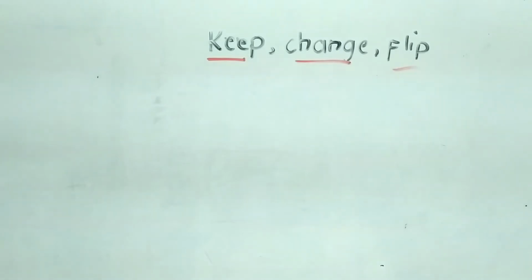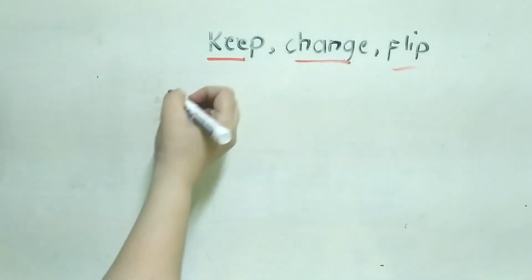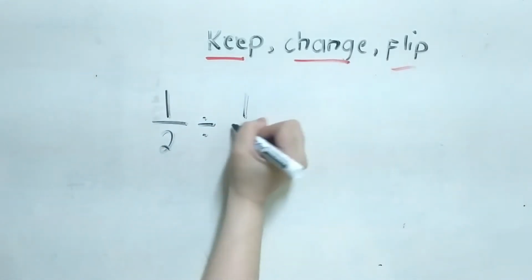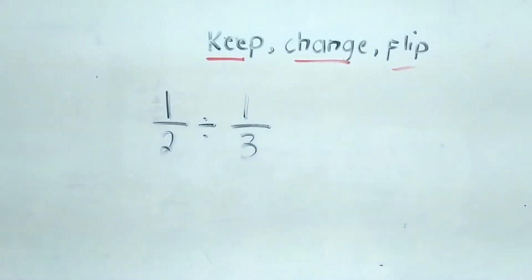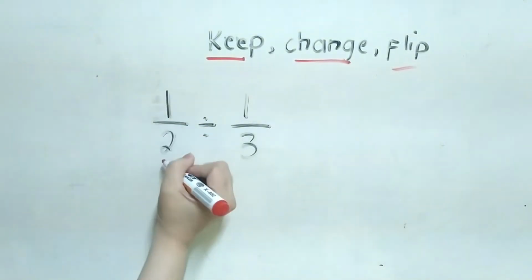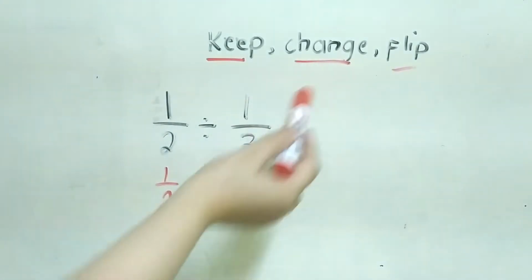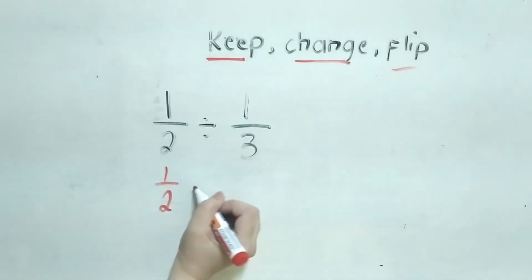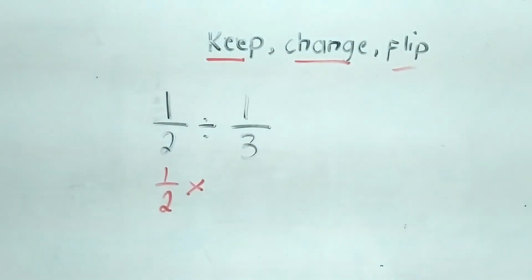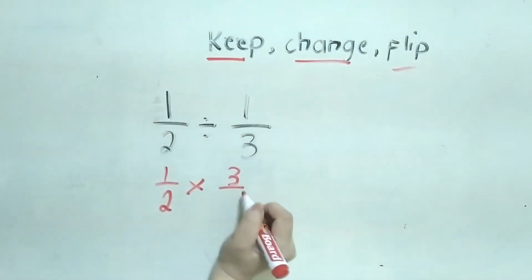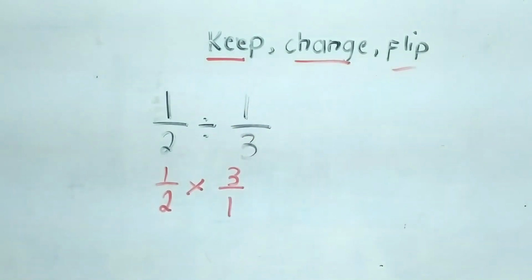So, another example. 1/2 divided by 1/3. So, gawin natin, keep. Copy lang natin yung unang fraction, yung 1/2. And then, do the change. Palitan lang natin ng multiplication. And then, yung last, flip, which is reciprocal ng 1/3 is 3/1 dahil binaliktad lang natin siya.